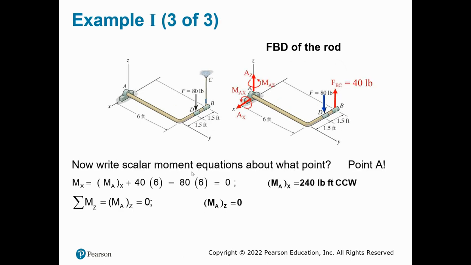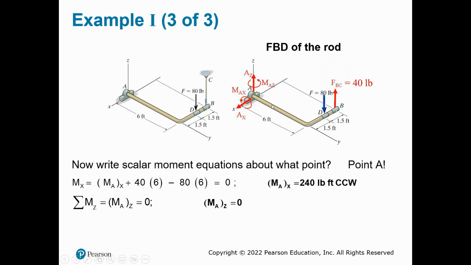Keep going. We can write our moment about the x-axis. Again, about the x-axis over here, you have your MAX, and then that 40 pound FBC generating moment, and that moment arm is 6 feet, this part right here. And then that 80 pounds is also generating moment with a 6 feet arm as well. This equation helps us solve for MAX.